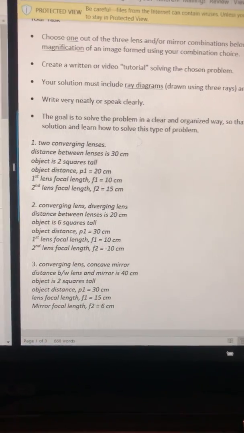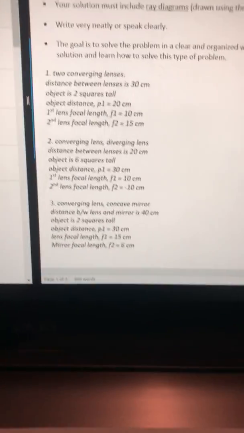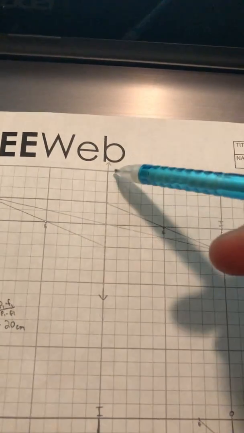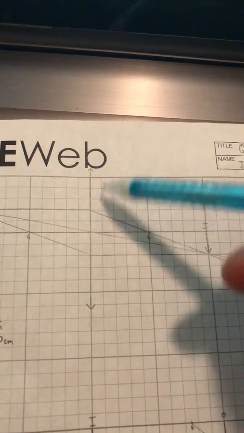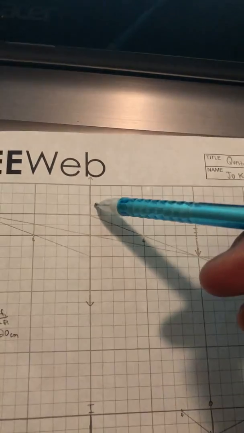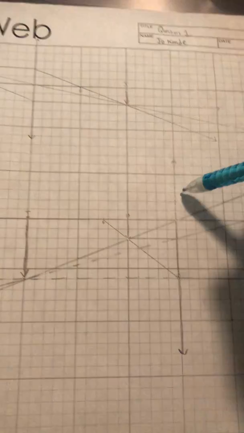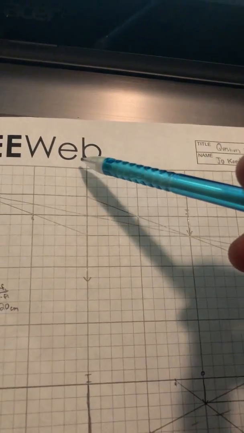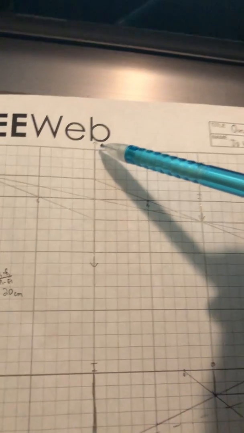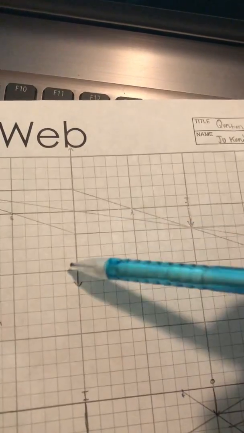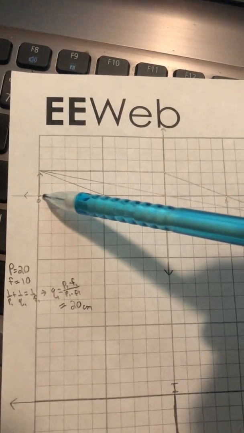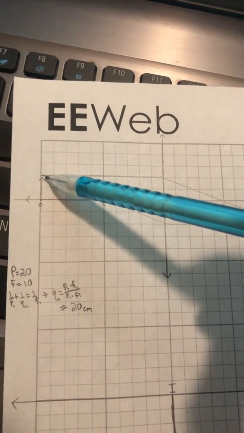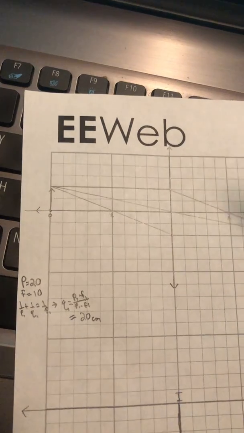So first I started by drawing my axes. I drew my x-axis as you can see here, and a second x-axis that is 30 centimeters apart over here. That's why I have two axes. So I drew the first object, which was 20 centimeters away from the converging lens, and I drew it 2 squares high as the question told us to do.